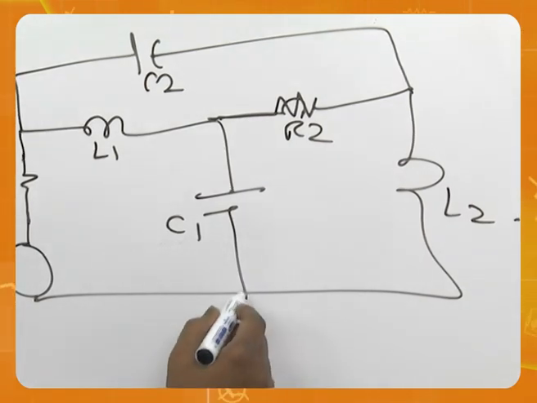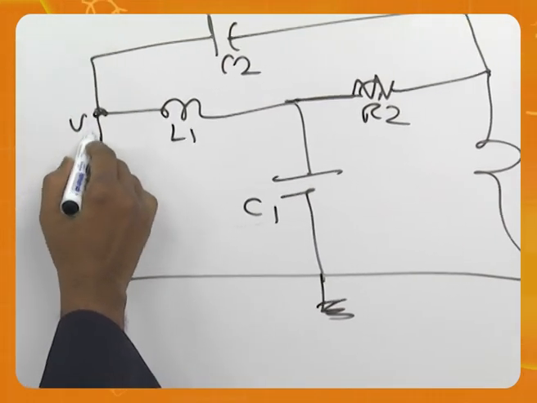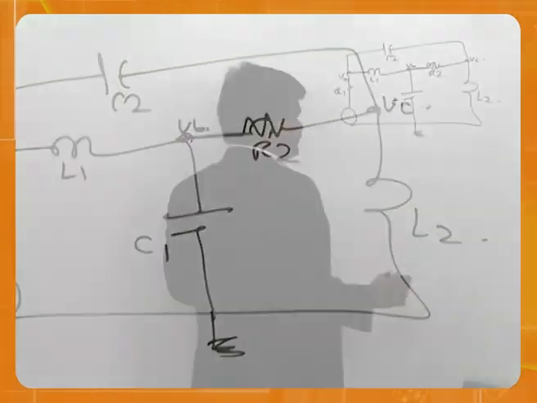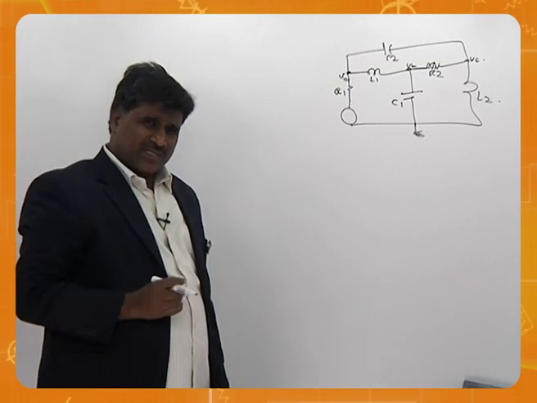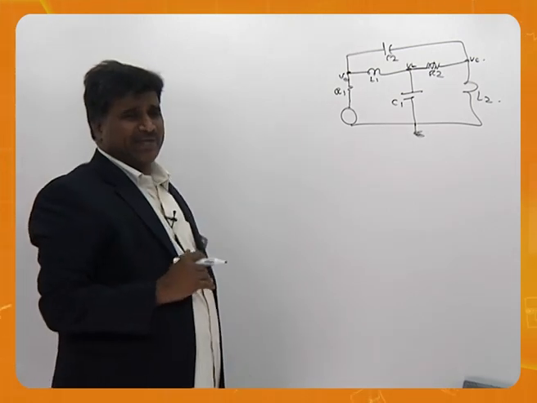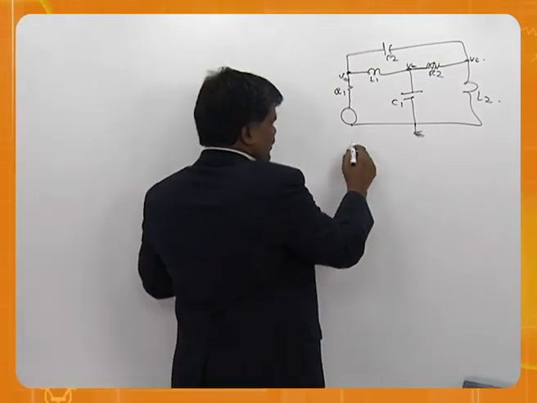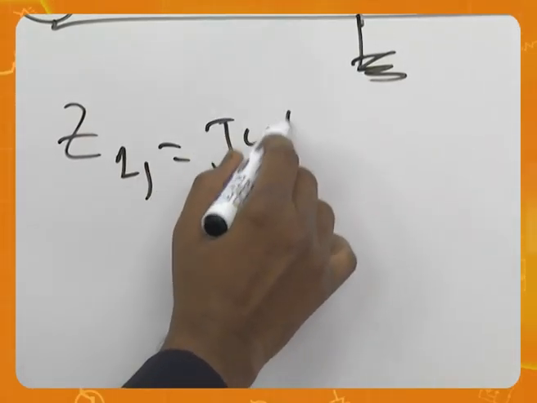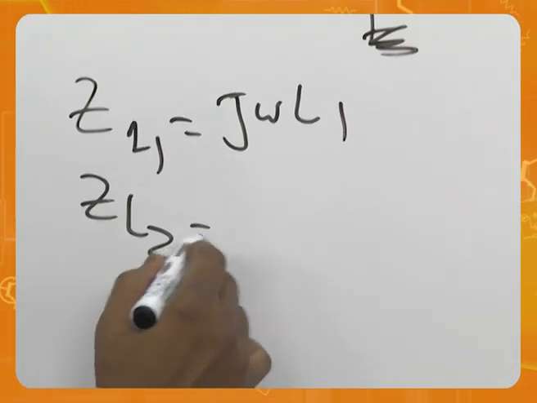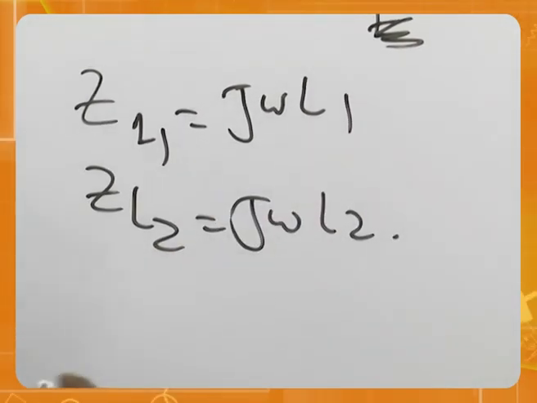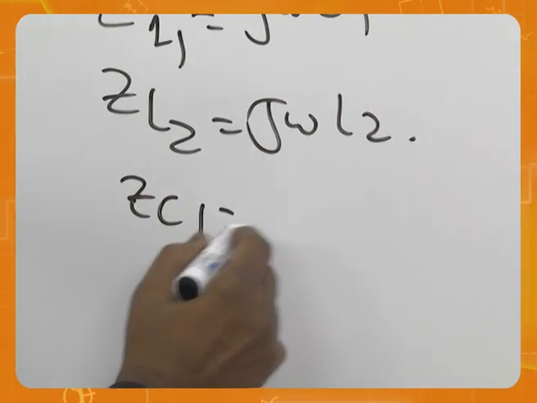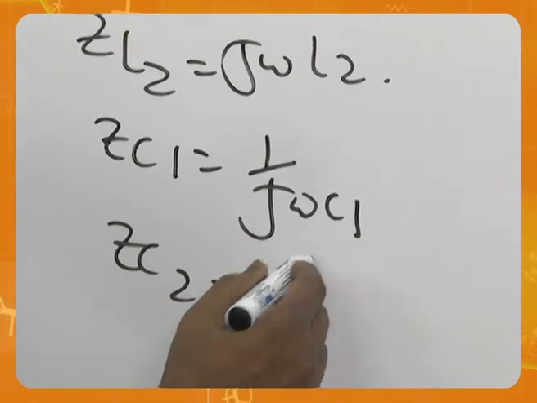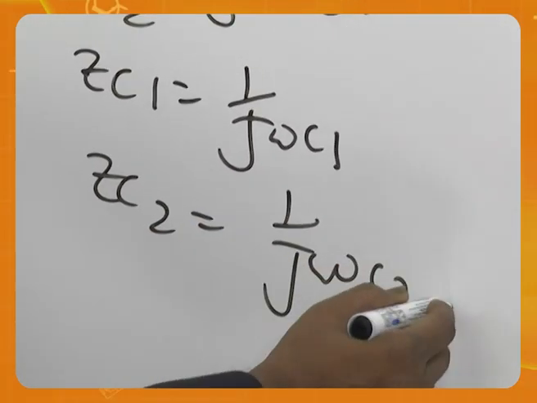For example, you ground it. This is VA, VB, VC. What I suggest is convert them into impedances. See, for example, ZL1 is equal to j omega L1. ZL2 is j omega L2. ZC1 is 1 by j omega C1. ZC2 is 1 by j omega C2.